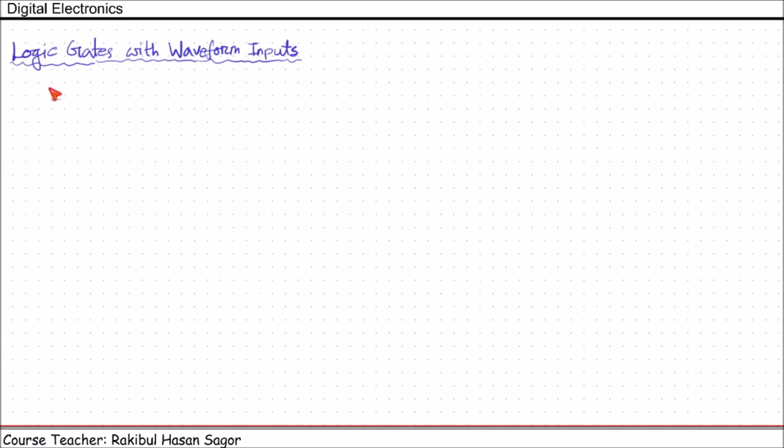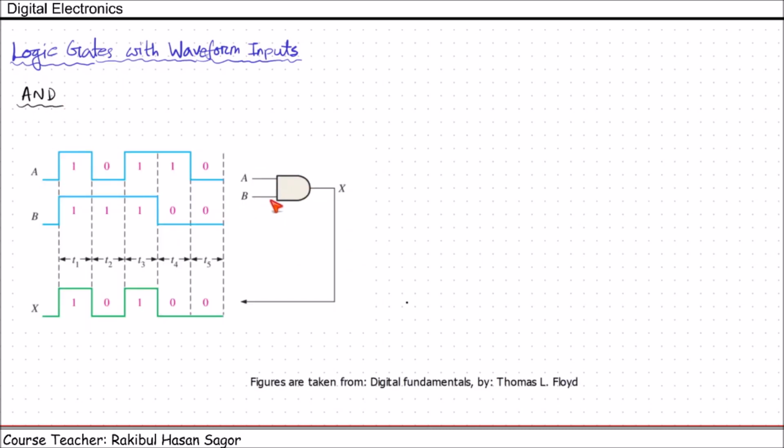Finally, let us see some examples for logic gates with waveform inputs. We'll see one example for AND gate. Suppose for this AND gate, we have two inputs A and B, and A and B are having this input waveform here. This value is the low value and this value is the high value. That means whenever we have high voltage that represents 1, then 0 means low voltage. So we have this input and this input in the input side of the AND gate. And what will be the corresponding output X? It is already plotted here.